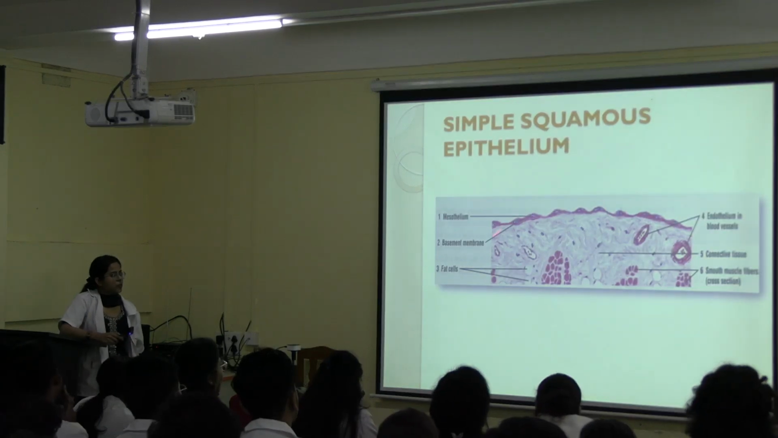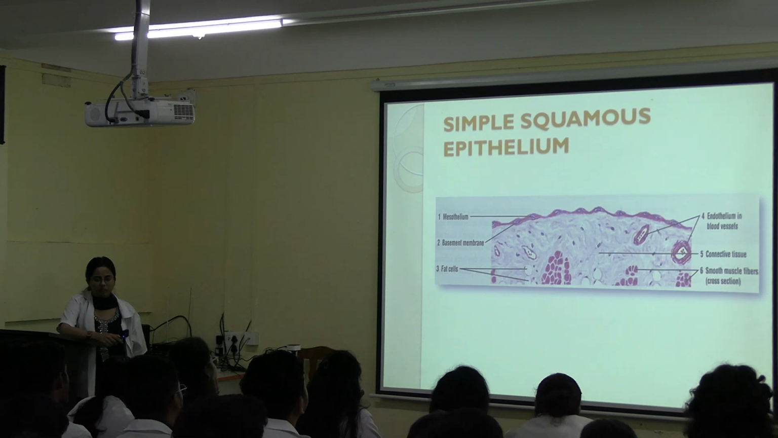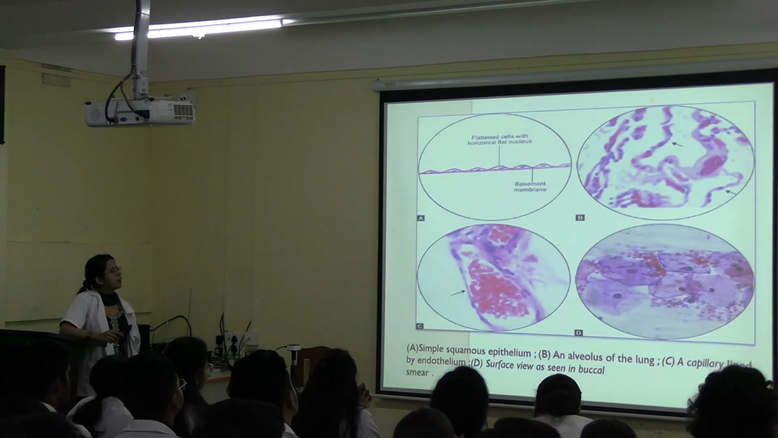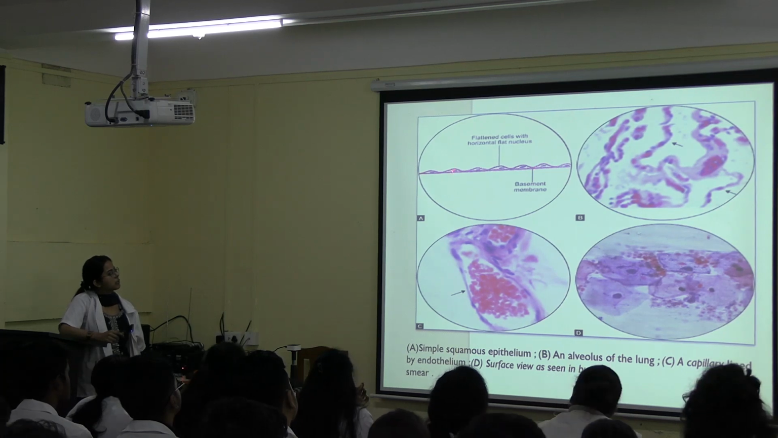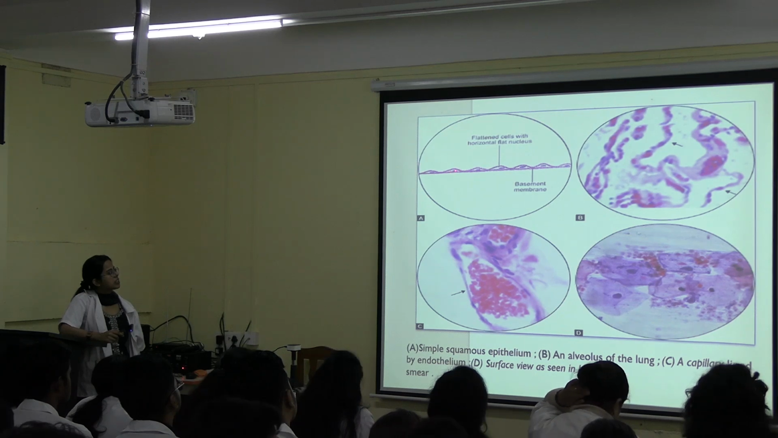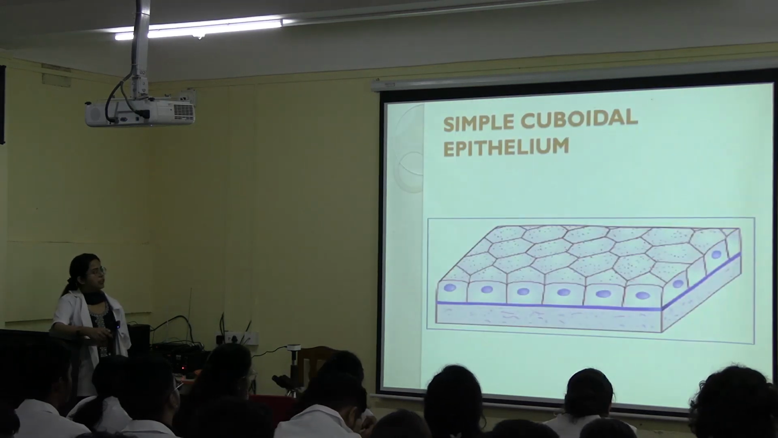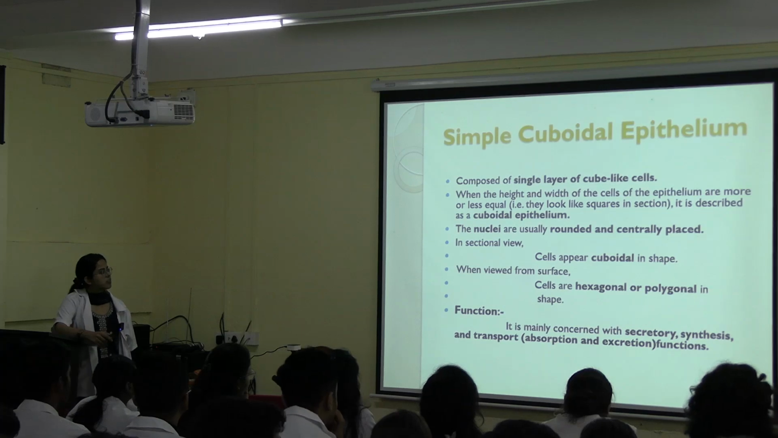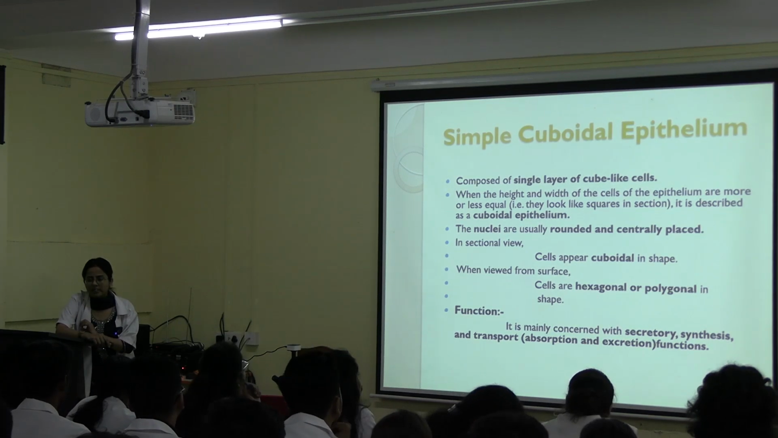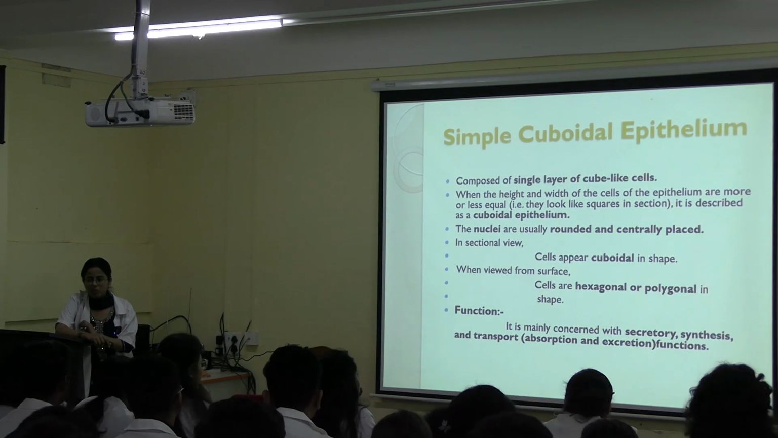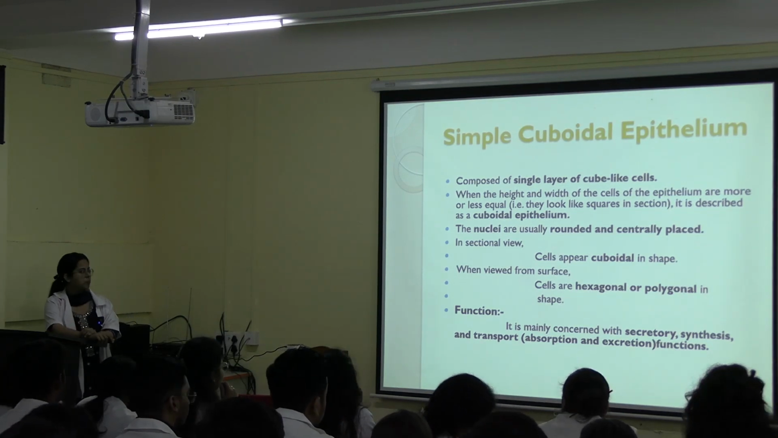So this is the diagram which you have to draw in your practical copy. See, these are the flattened cells, and this is the nucleus. Cytoplasm is pink and nucleus is purple. And simple cuboidal: simple cuboidal also has one layer of cells. So the width and the height of the cells will be the same. So cuboidal in shape, that is why cuboidal epithelium.